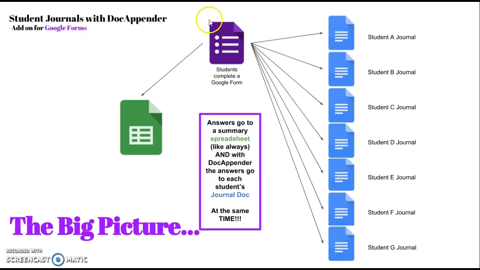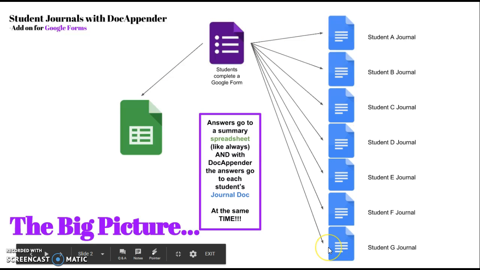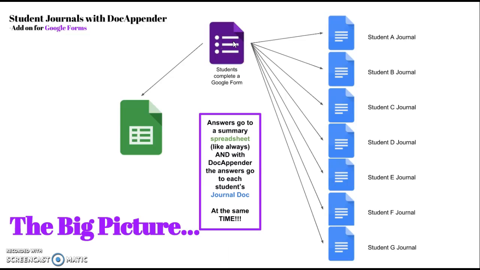Now this is the big picture with docAppender. The student completes a Google form, and traditionally the answers from a Google form will go to a summary spreadsheet, which is what we're used to as teachers. But with the docAppender add-on, all of those answers also get shot over to each individual student document. It's a journal, and every time they complete this form, or different forms that are pointed to their documents with docAppender, it will continue to add to their journal.